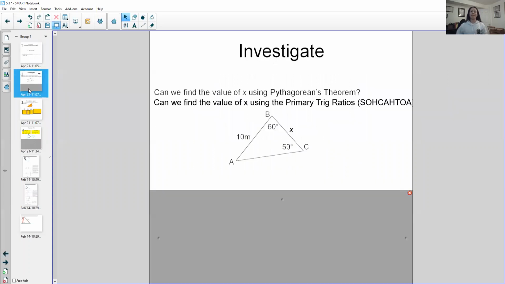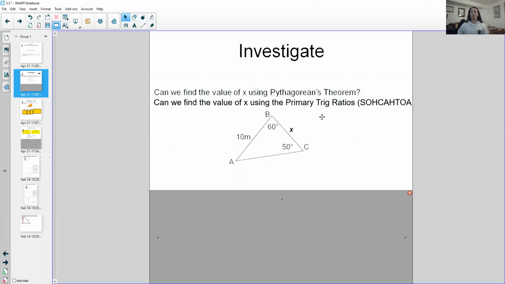So let's take a look at this triangle right here. I want you to think about whether or not you can solve it using Pythagorean's theorem, and then whether or not you can solve it using SOHCAHTOA, your primary trig ratios. If you take a look, we can't use Pythagorean's theorem for two reasons. One, I only know one side, I would need two. And the second reason is that it's not a right angle triangle. So we cannot use Pythagorean's theorem.